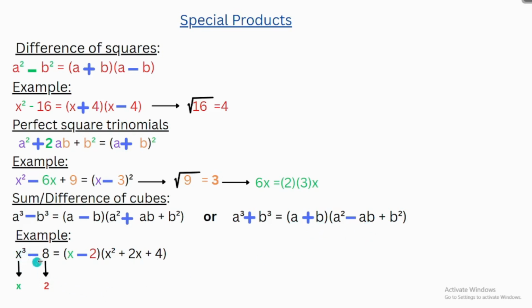We will inverse the sign, first times second. For x cubed minus 8, the cube root of x, the cube root of 2, we will put x minus 2, and we will make the other brackets: x squared, 2 squared, inverse the sign, and the product of x and 2.